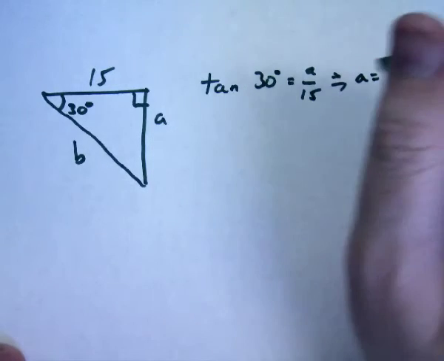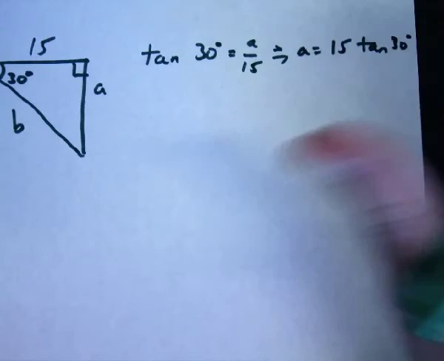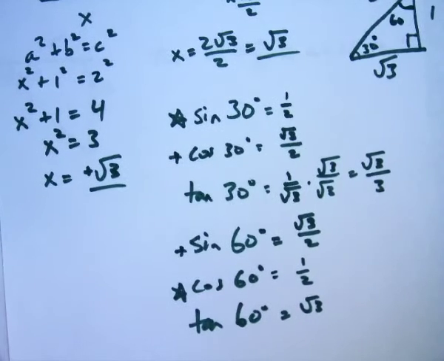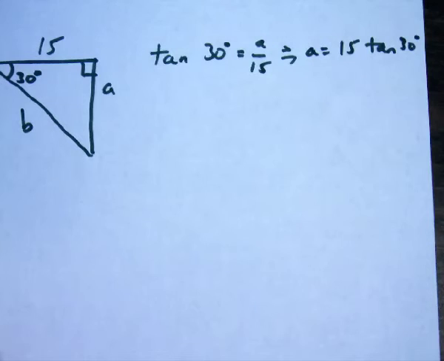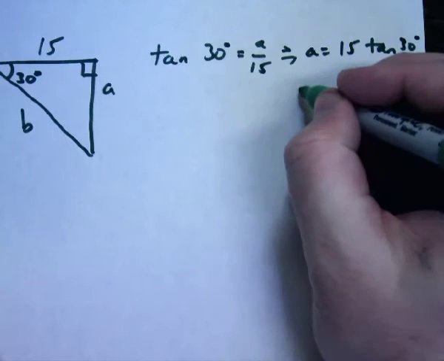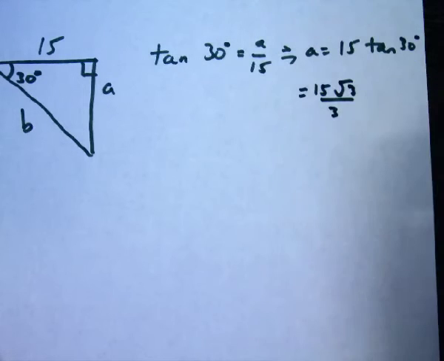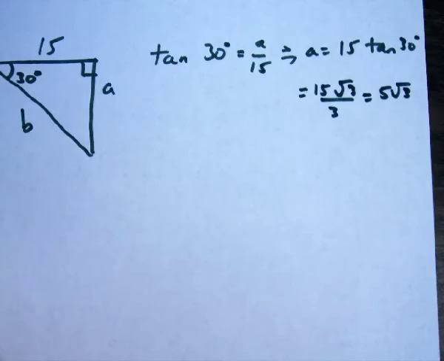Here's the cool part. Let's make sure I get that in the picture. You can totally use a calculator for this. However, you have already told me what tangent 30 is. Tangent 30 is root 3 over 3. So kind of the cool part here is that this is going to be 15 times root 3 over 3, or we can reduce that to 5 root 3. That would be an awesome way of doing it.